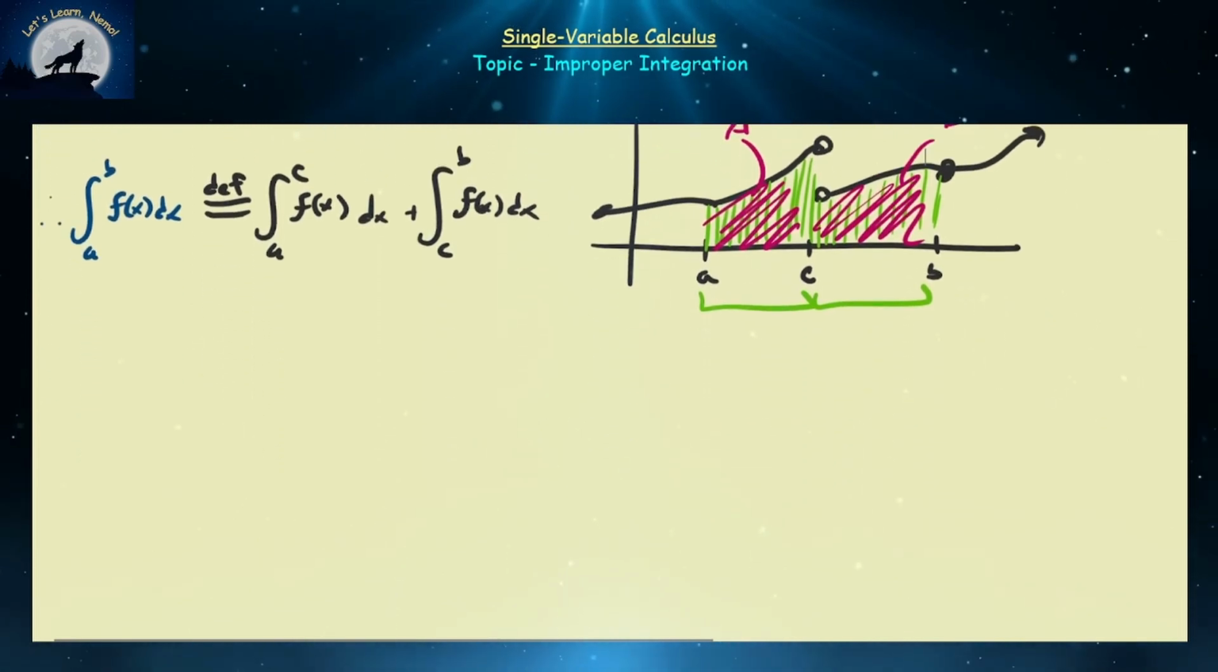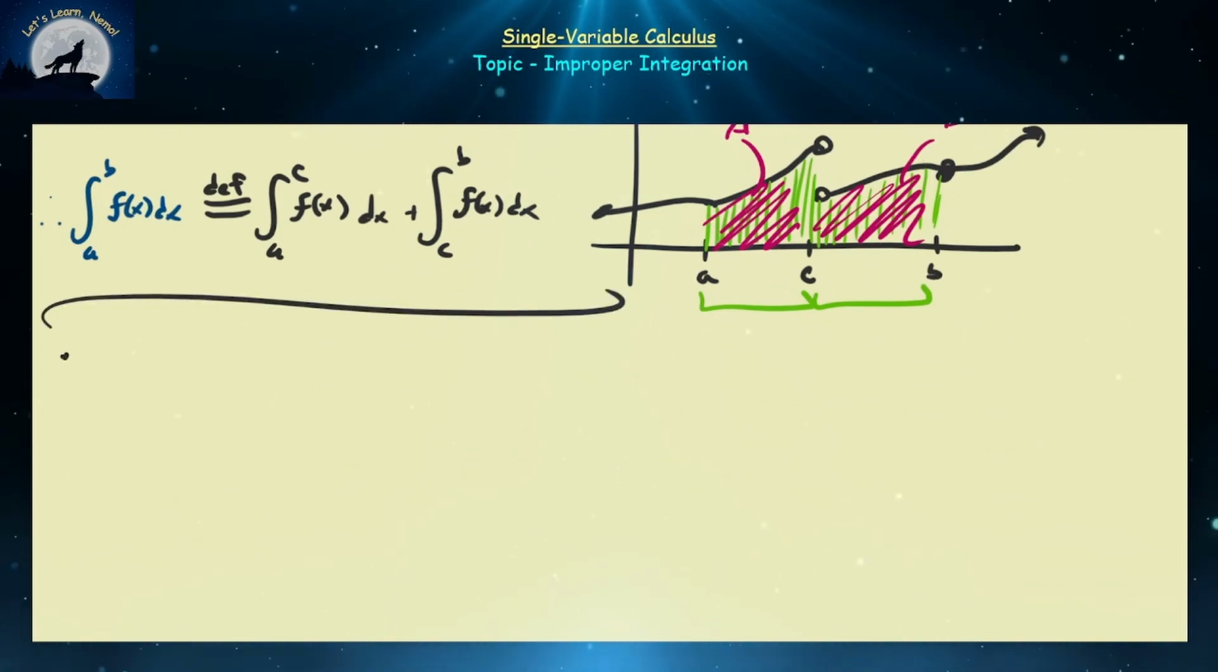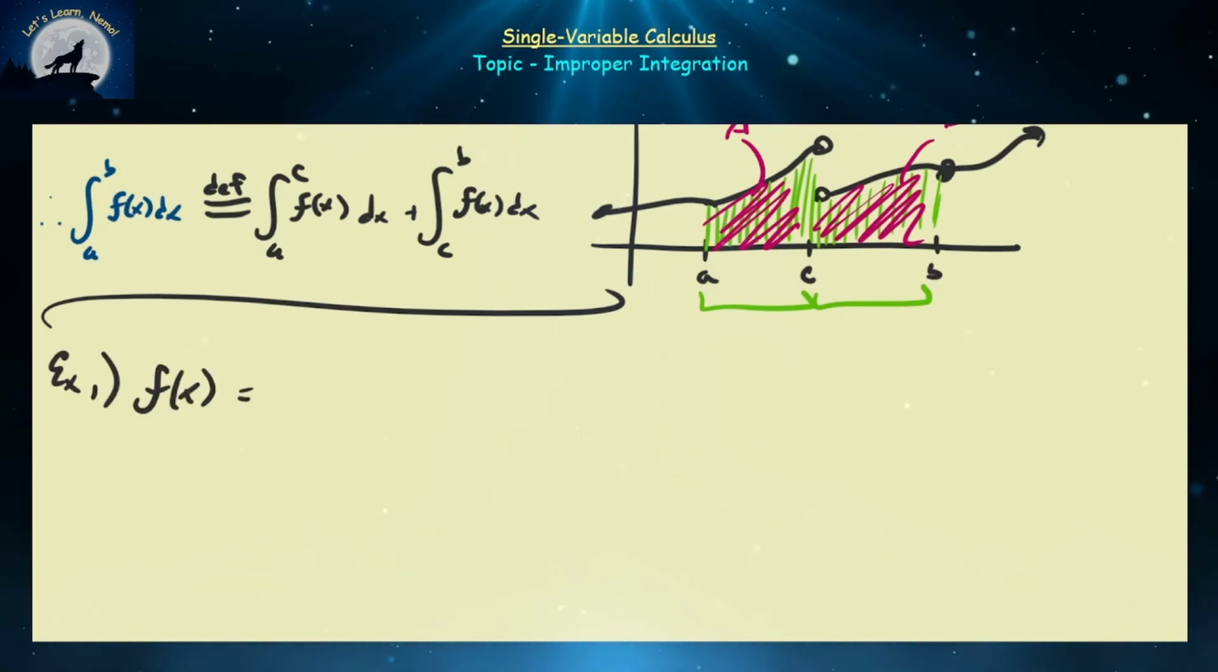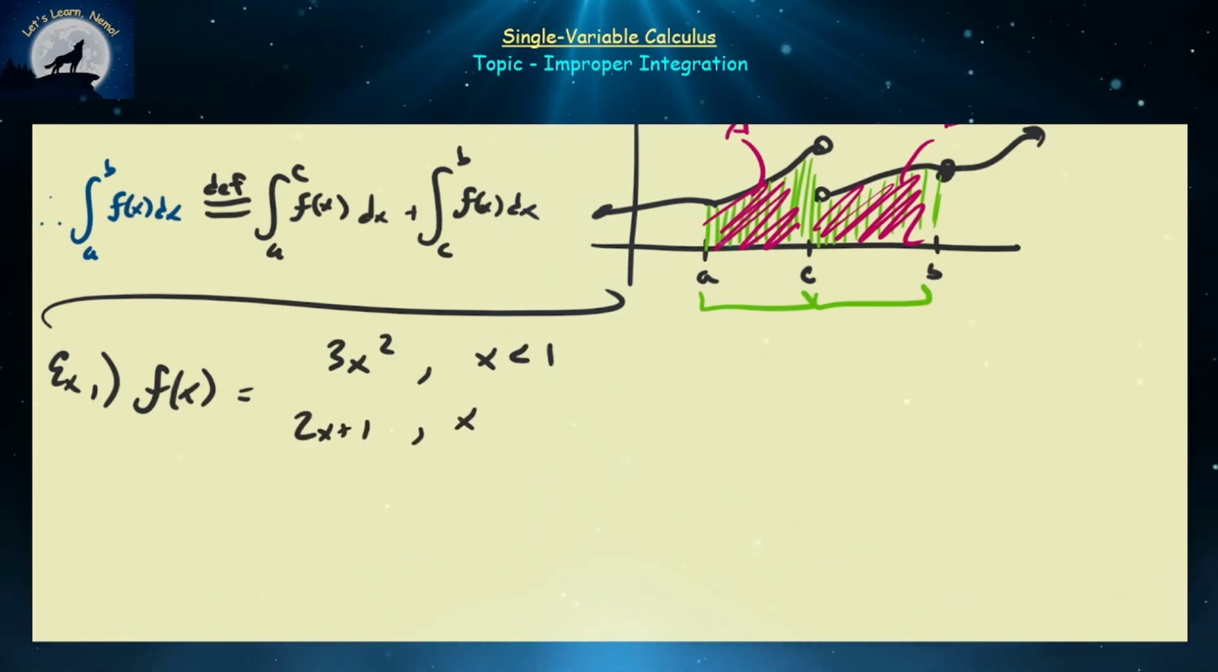That is, we have a removable or jump discontinuity on the interior of our integral domain. Let's work through an example on how to use this. Suppose we have some function f of x which is equal to 3x squared for x less than 1, and 2x plus 1 for x bigger than 1. If we take the limit as x approaches 1 from the left, we get 3. From the right, we get 2 plus 1, which is also 3. So we definitely do have a removable discontinuity for this particular function.